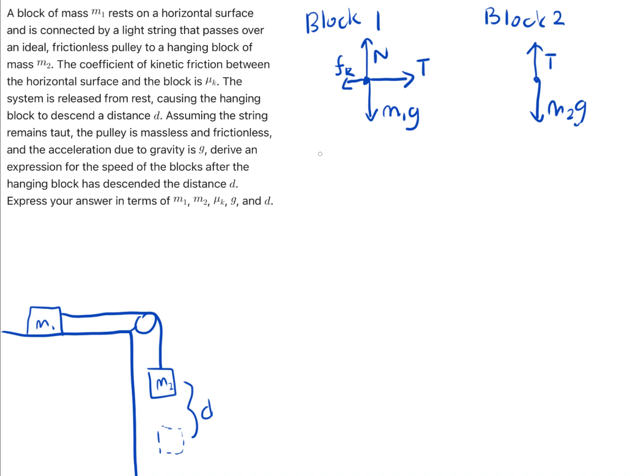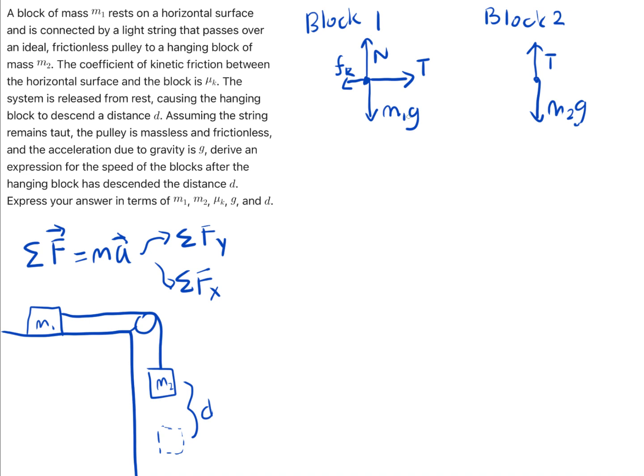So now we can write down our force equations. We can use Newton's second law, which says that the net force acting on an object is equal to the mass times the acceleration. And in this case, we can break it down into all of the y forces, the forces acting in the vertical direction, and all of the forces acting in the horizontal direction.